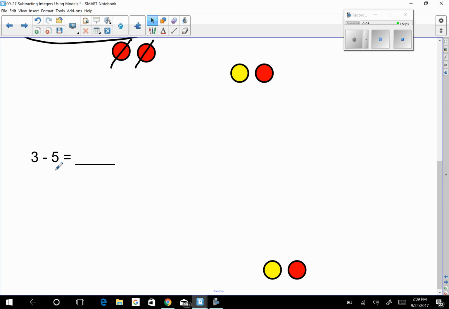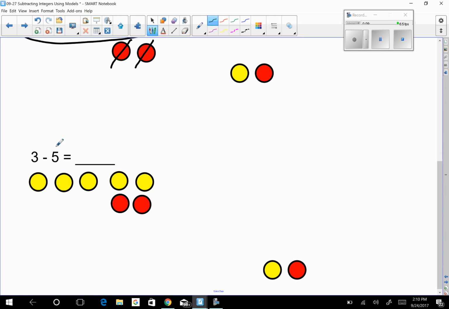3 minus +5. We have our group of 3 positives. 1, 2, 3. Can we even take away 5 positives? No, we don't have enough positives to take away. So we have to bring in some more positives by using 0 pairs. We need 2 more, so I'm going to bring in 2 more 0 pairs. So again, these guys over here are just like 0 because 1 positive, 1 negative cancel. So we still have the +3. Overall, this is +3, but now we have the 5 positives that we can take away.